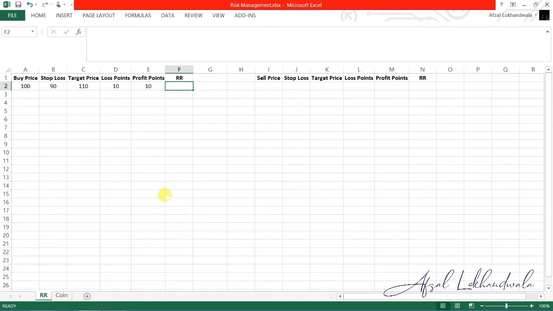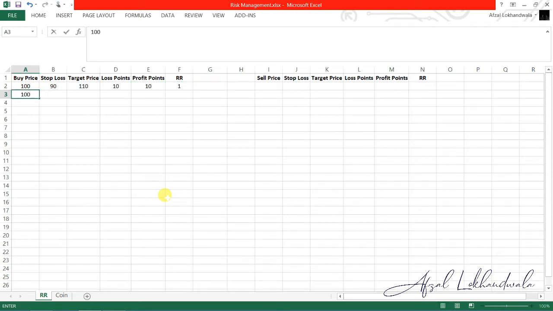So the risk reward ratio is profit points divided by loss points, that is 1. Risk reward ratio of 1 means that you are risking 1 to get 1. You are risking 1 rupee to get 1 rupee. So in this example, you are risking 10 to get 10, so your risk reward is 1. Let us take one more.